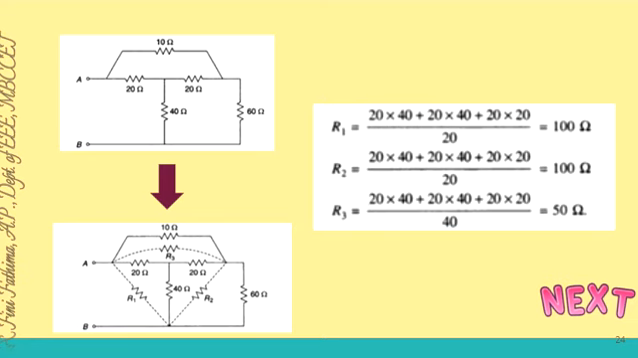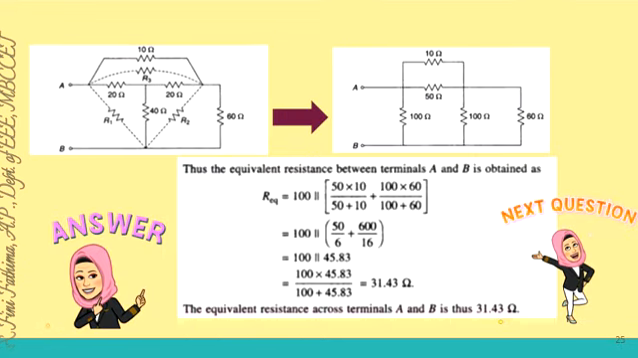Similarly for R3, the opposite one is this 40 ohm. So 20 into 40 plus 40 into 20 plus 20 into 20, divided by 40, we got it as 50 ohm. Now I am redrawing this star connection with this delta. So I will get a 10 ohm, and this R3 value is 50. Then R1 and R2, that is R1 is 100 and R2 is 100. And we have a 60 ohm in parallel.